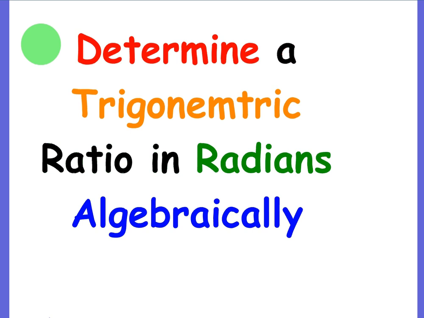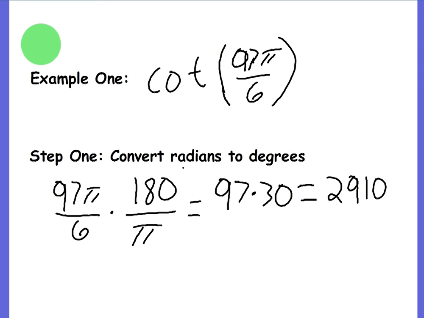Let's look at another way of figuring out trig ratios, and specifically algebraically. Now, this lesson is more relevant for angles that are not within the unit circle. So, even though you've memorized the unit circle in radians, it might be helpful to evaluate a trig ratio in radians algebraically. So, let's talk about what that means.